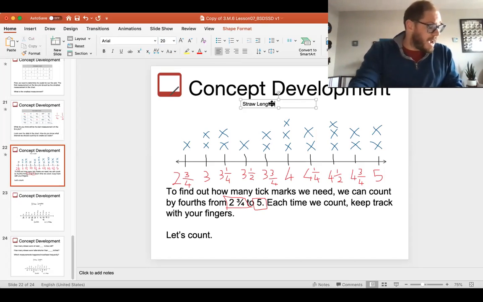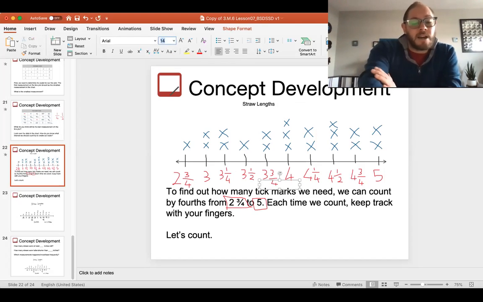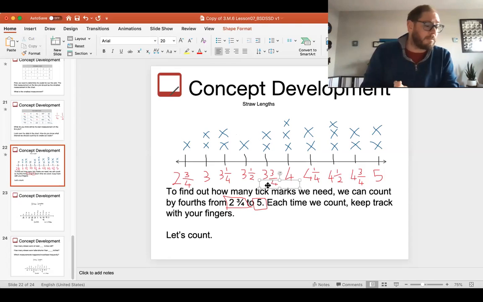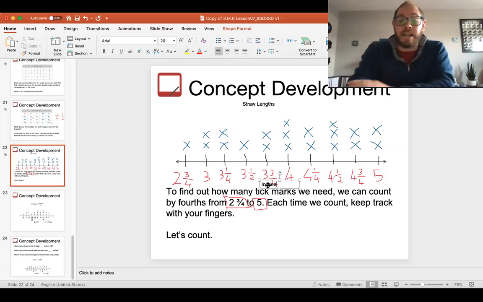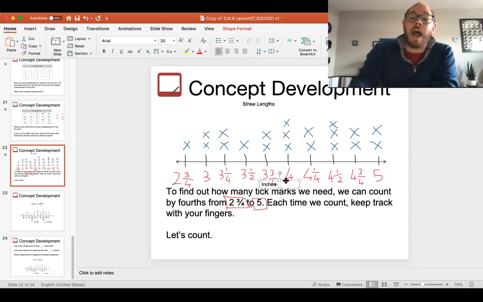All right. And then I need to also say what I'm measuring at the bottom. What do these numbers at the bottom mean? We have to say that. So what do the measurements show us? Each measurement shows us what at the bottom? Have a think. What are we measuring in? Each measurement is measuring in inches, because each number shows us how many inches long the straw is.